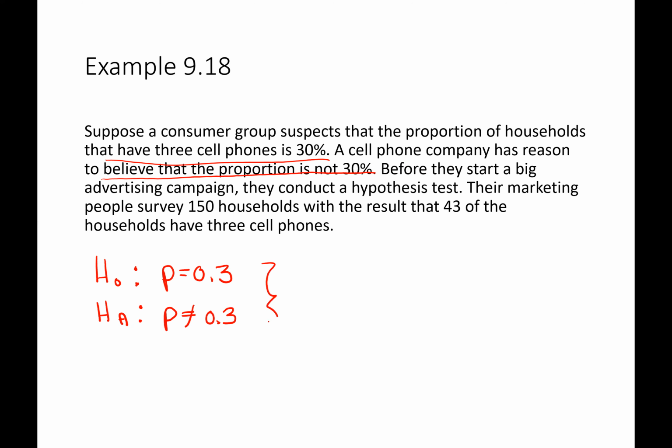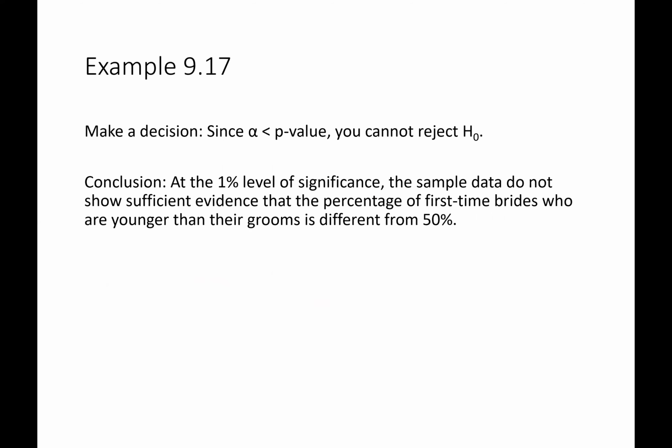So this is a two-tailed test. And that is important when you're conducting a two-tailed test so that you'll know, is it greater than, is it less than, or is it not equal to? So which one is it going to be? Well, it's going to be not equal to, because that's what it says. Okay, so what do we know? Well, we know that they conducted a survey, 43 out of 150 said that they have 3 cell phones. So we have everything we need to go find the p-value.